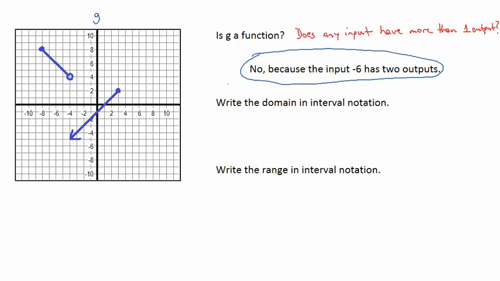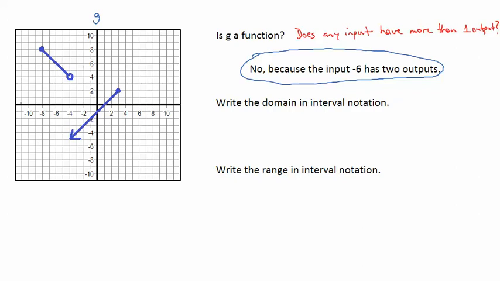Second question, write the domain in interval notation. So I've got to locate all the x values that have outputs on this graph. And so, for example, does -11 have an output? Well, sure it does, because this line here goes forever to the left. Now you don't want to think about these as two separate graphs. This is one graph. It just happens to have two pieces.